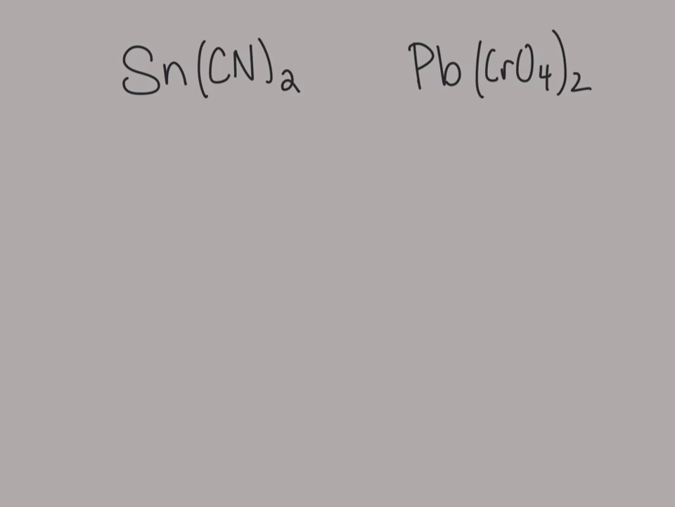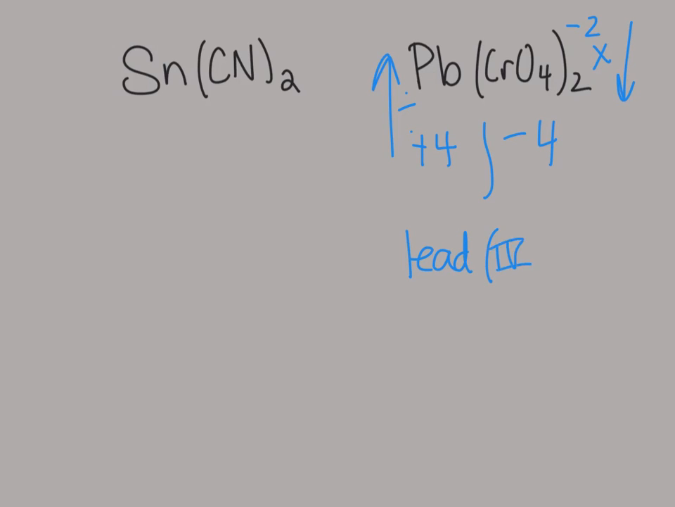Here's 2 more examples, both with polyatomics. They're both pretty simple actually, but we'll work them through. Chromate is a -2, and when you multiply down, you get -4, make it +4, divide up. So this one becomes lead 4 chromate.